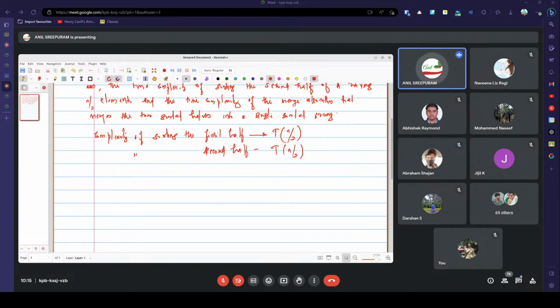Now, we don't know what is the complexity of merging. Complexity of merge. Now, see, the best case is, look at these arrays.